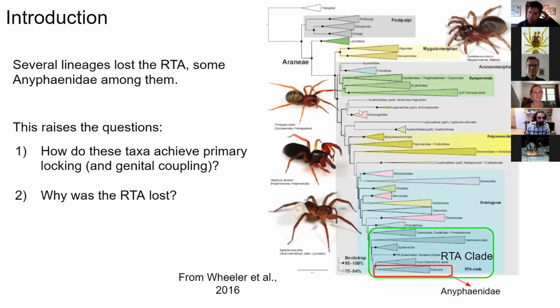But in spite of this super important function, several lineages lost the RTA, and some Anyphaenidae among them, but still the Anyphaenidae is within the RTA clade. And this raises two basic questions. First, how do these taxa achieve primary locking and overall genital coupling? And then, why was the RTA lost in the first place?